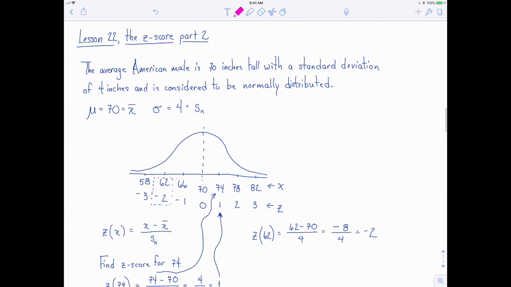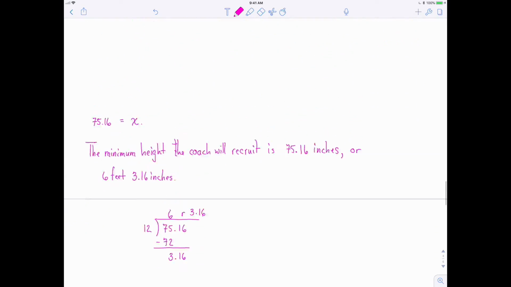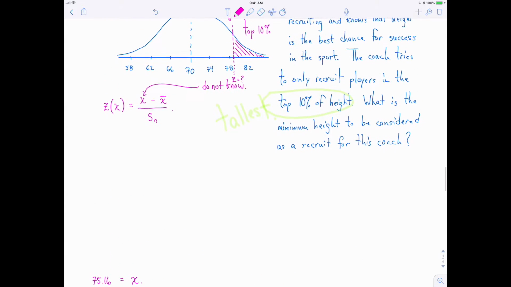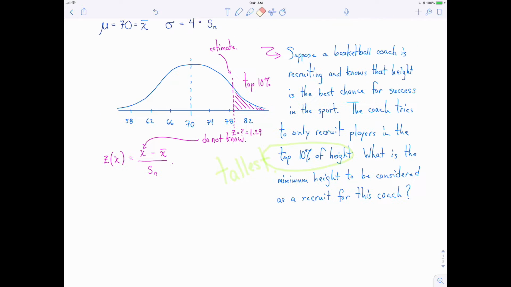So let's go down below. Here we go. So now we know that the z-score is 1.29. And now we can figure out the rest of our problem. So that's what we're going to do now.